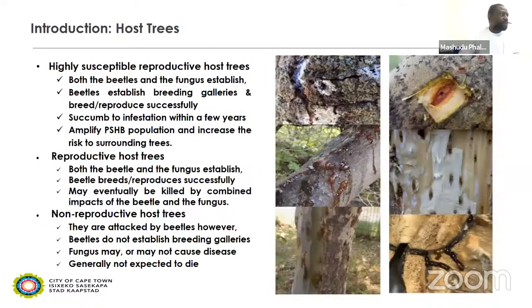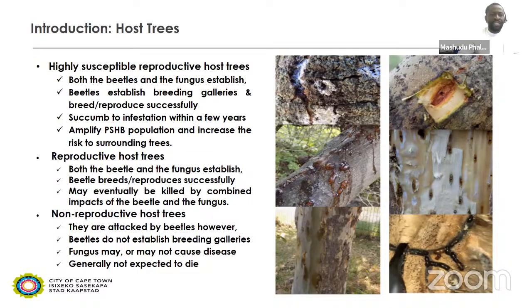In terms of the infestation, the beetle attacks quite a variety of trees. According to FABI, in South Africa, there are 161 tree species that are susceptible to being attacked by the polyphagous shot hole borer beetle. And what they have done is classify or categorize the types of trees that the beetle attacks based on how the beetle behaves within a particular tree species.